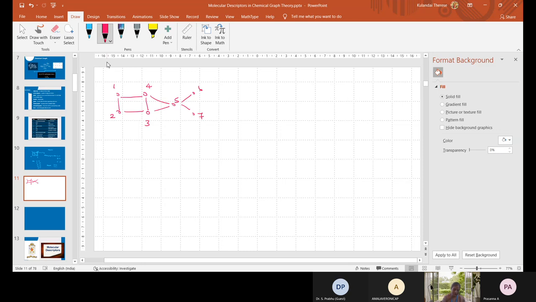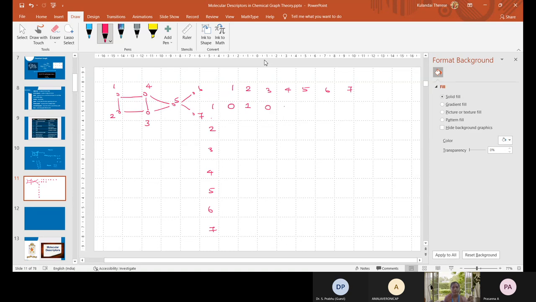Now we have to identify the adjacency matrix. Adjacency matrix means, suppose you can write, this is like a matrix. What is the meaning of adjacency matrix? Now 1 is not related with 1, therefore we can put 0. Now whether 1 is related with 2, yes, it is related with 2, therefore we can put 1. Whether 1 has a relation with 3, no, therefore we can put 0.